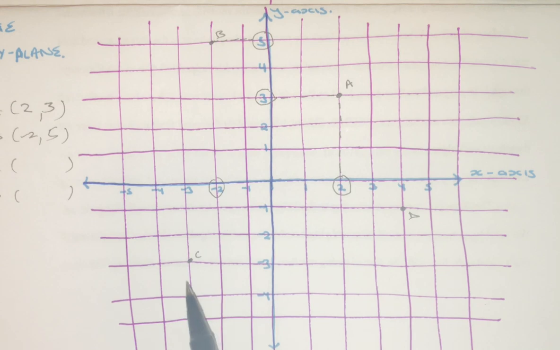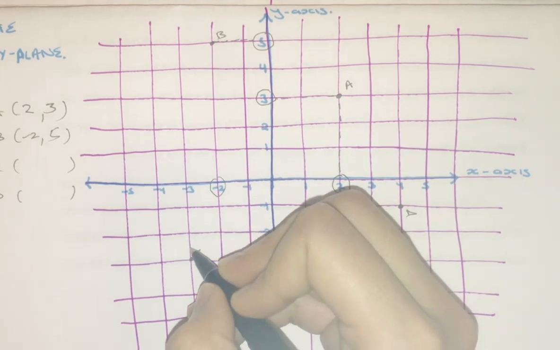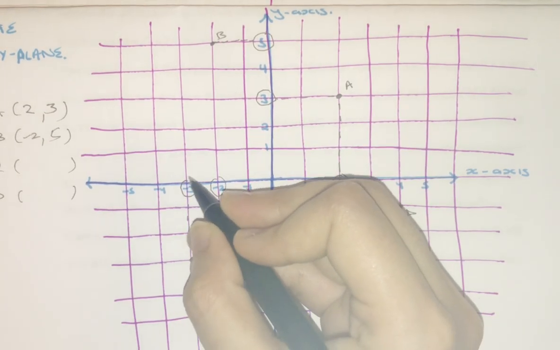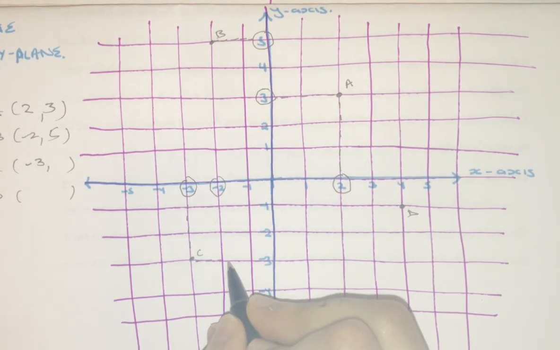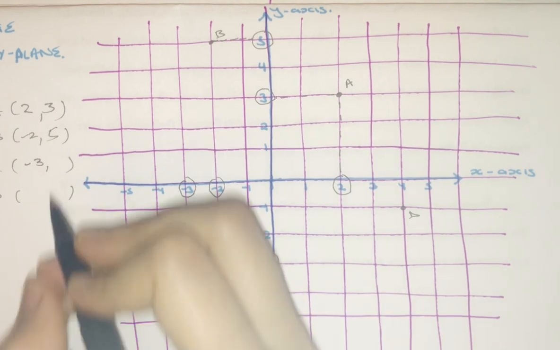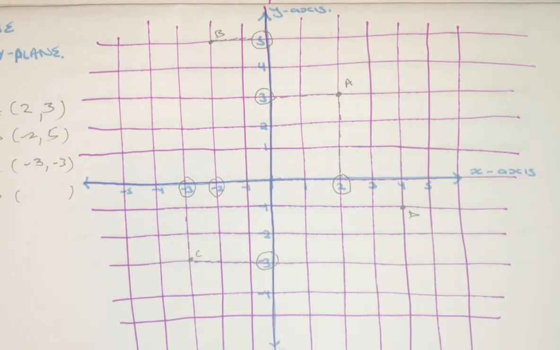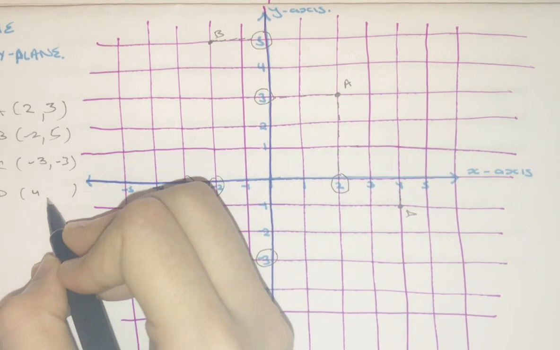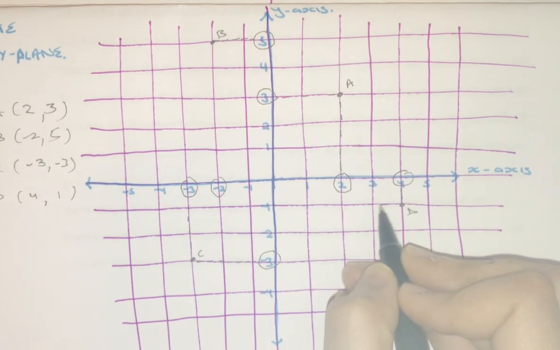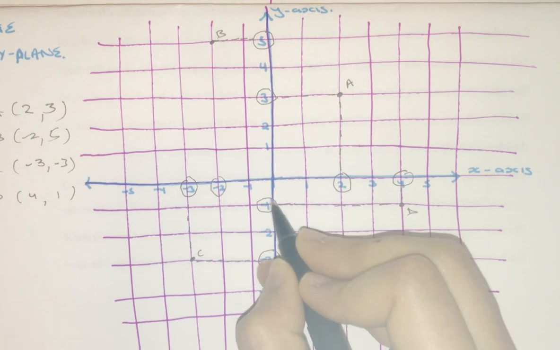And then let's go to point C. Look at the x value that's on top. So that is negative 3. And then you look at the y value. So that is negative 3 also. And then you look at D. Look at the x value. So that's 4. And then you look at the y value, that is negative 1.